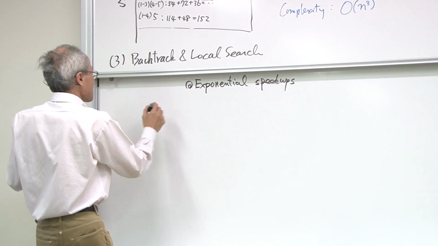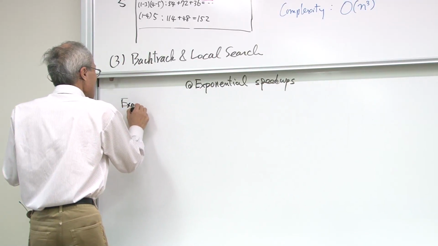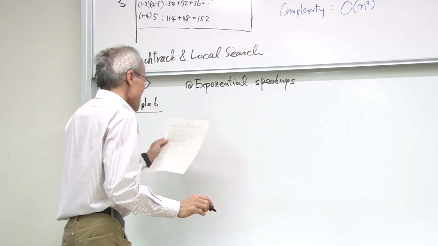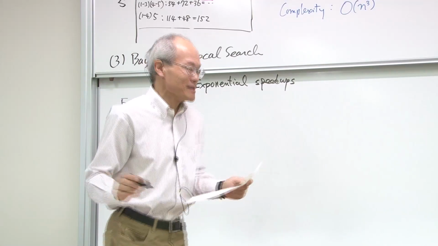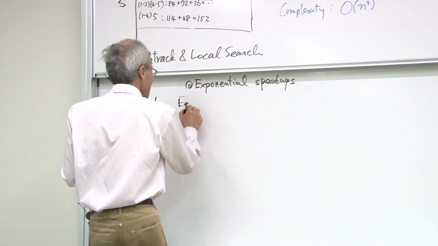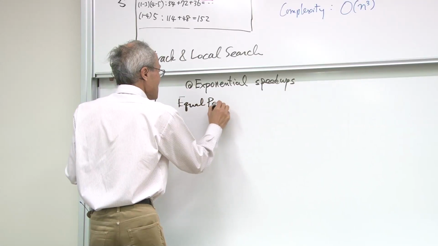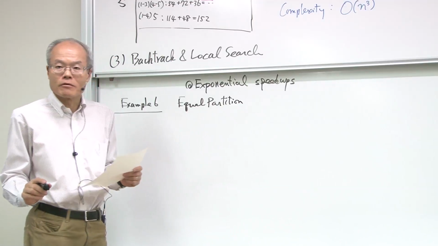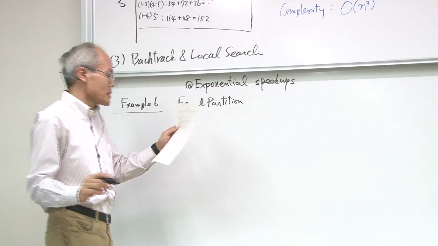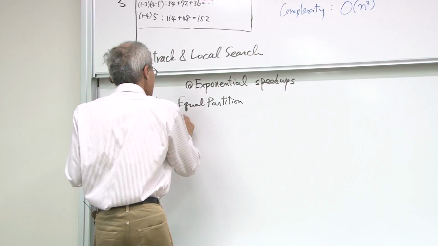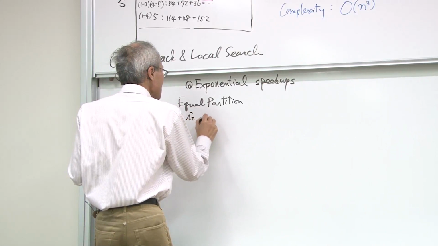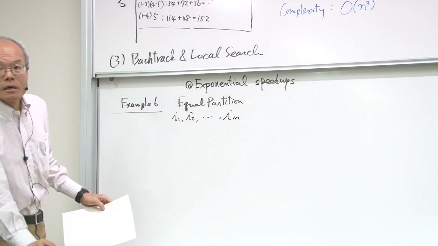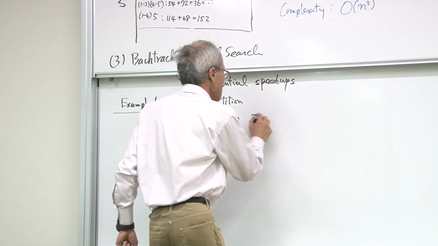So, I'm going to use an example. Example 6. That is the same as before. This is equal partition. So we revisit. We consider this problem again. Just remember, we are given I1, I2 through IN and numbers. And we want to find the subset S.